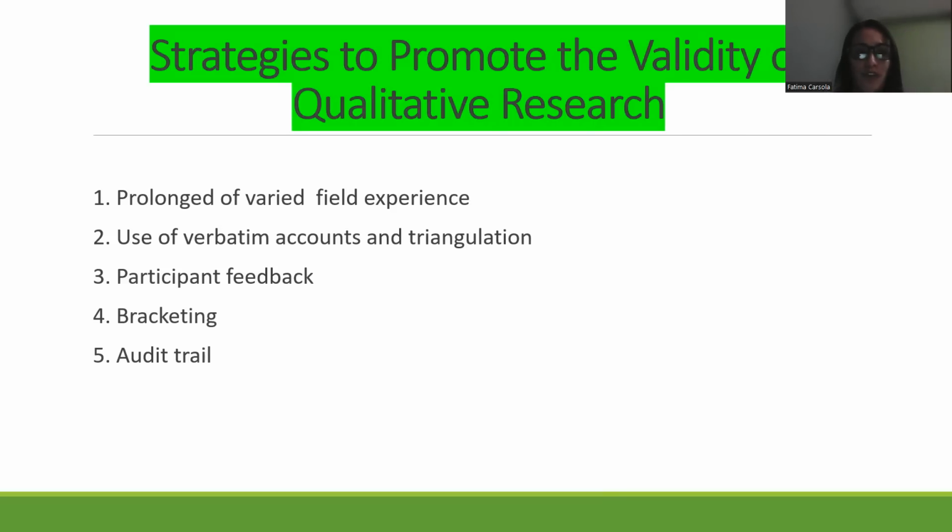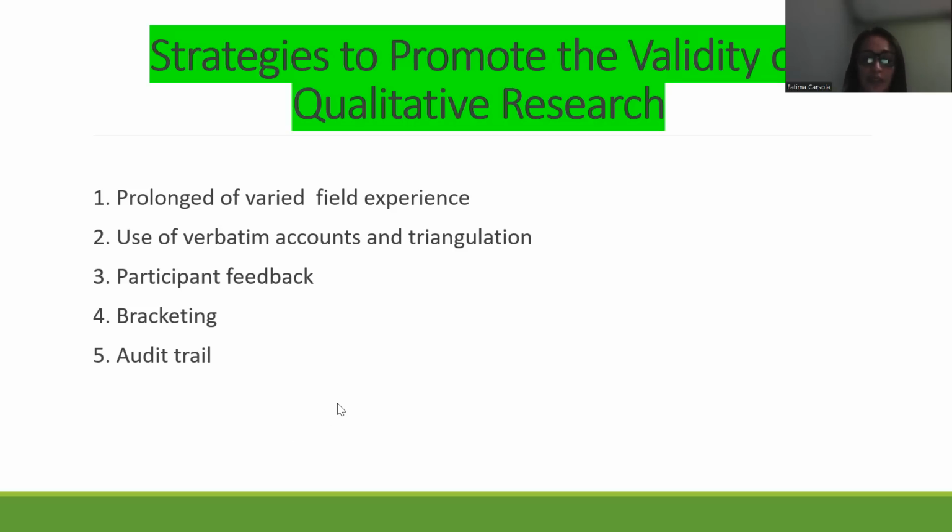We have number one, prolonged or varied field experience. Whenever possible, qualitative researchers should collect data over an extended period to allow the researcher to get an accurate picture of the phenomenon being studied. For example, a study examining work environment in a critical care unit should account for the fact that the atmosphere may vary from day to day, and of course, over a 24-hour period. Interviews to understand the experiences of working in a critical care unit may have different results at different times, because they get tired.